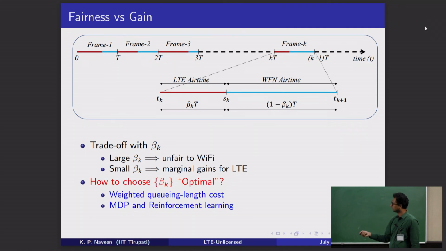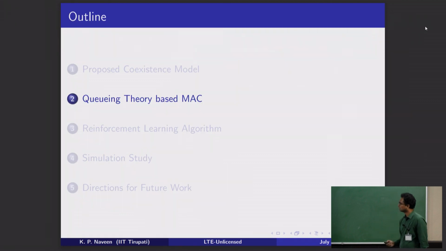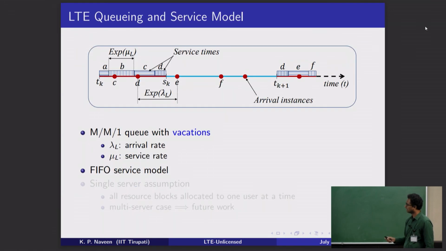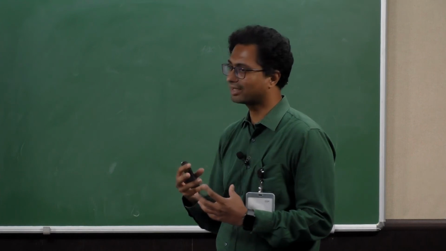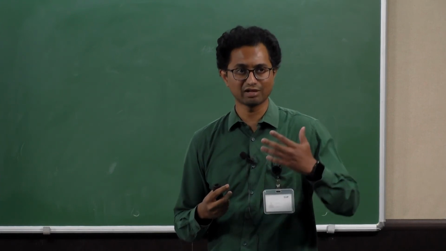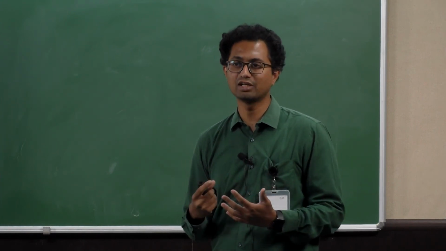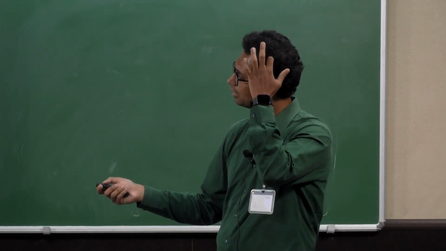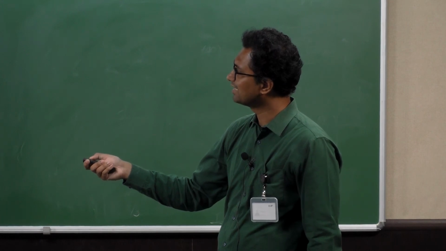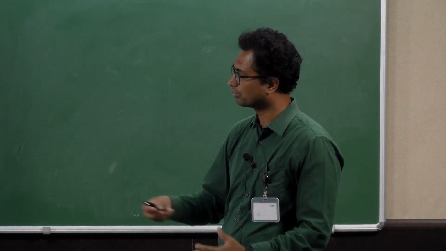So how do we choose beta k in an optimal fashion? Here I will set up the model. The model is involved, so I'm not expecting you to completely understand it. My objective is that you can recognize the state of the system. There are 5 ingredients, and I want to introduce those ingredients. What we are going to do is model LTE and Wi-Fi as a queue.